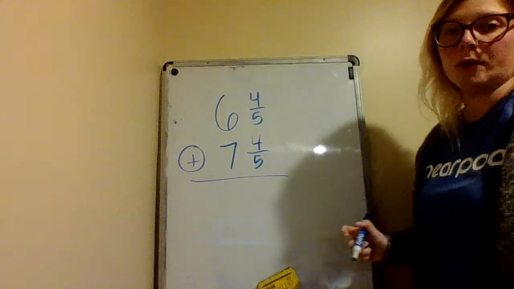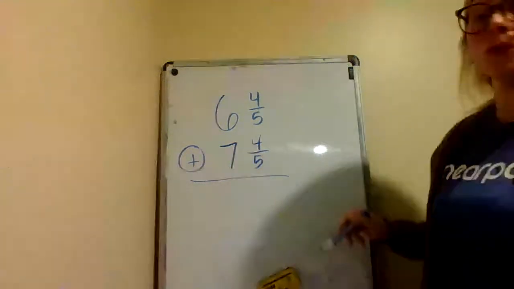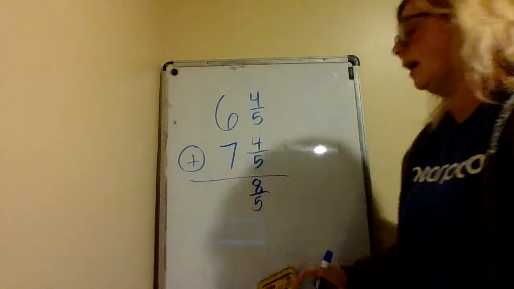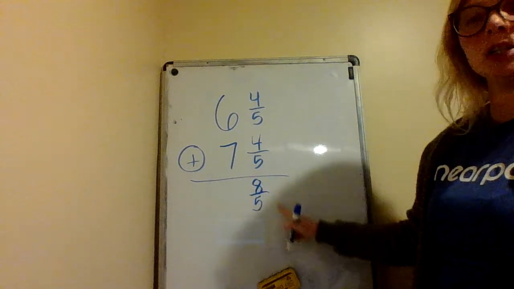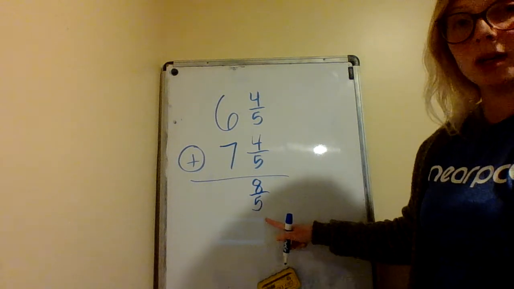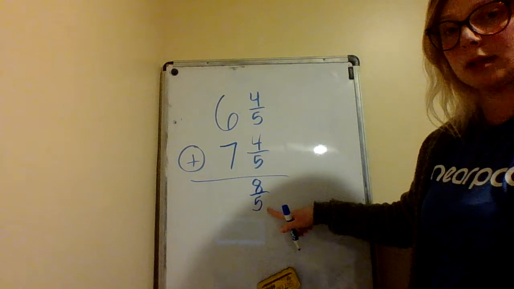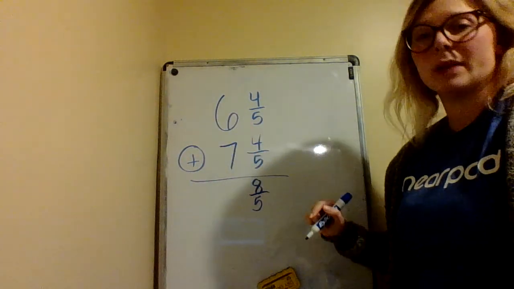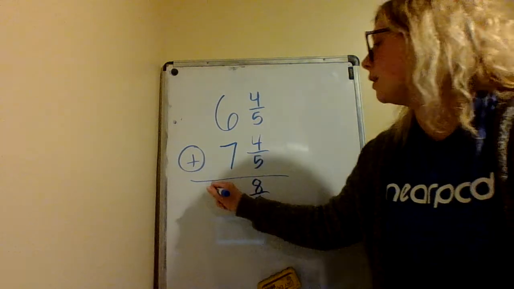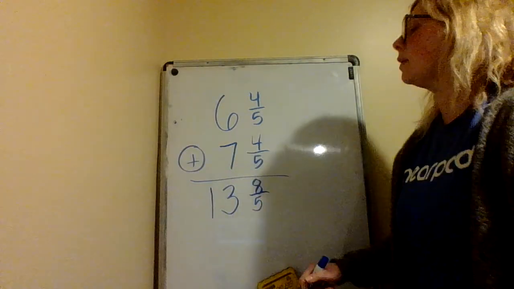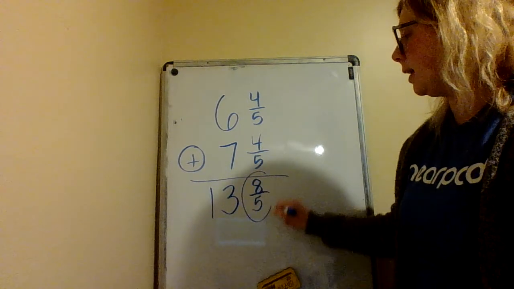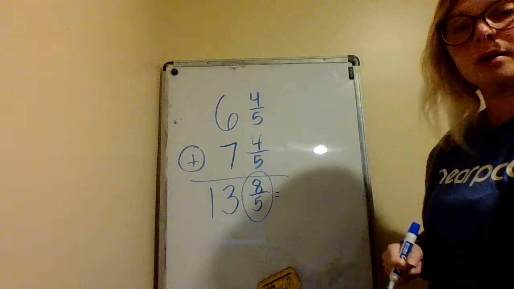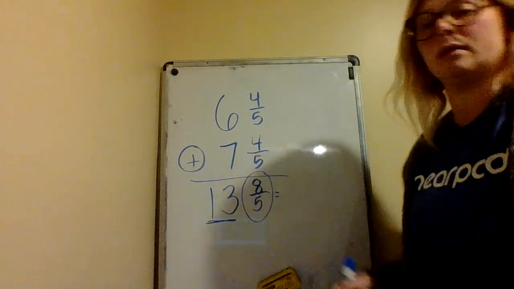Okay, so we're going to add up our fractional parts first. 4/5 plus 4/5 is 8/5. Okay, what do we notice about this fraction? It's greater than a whole, right? Because our numerator is bigger than our denominator. Then we're going to add up our wholes. 6 plus 7, well, that's a double plus 1, right? So we get 13. Now, I'm going to change my improper fraction or fraction greater than 1 to a mixed number, okay? We can't forget to add 13 in there later.